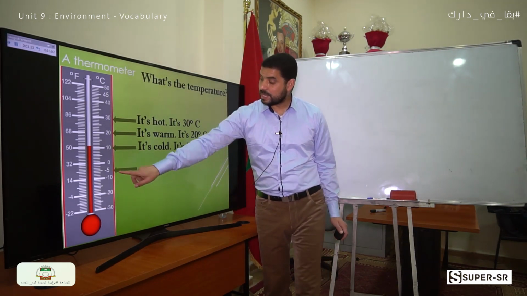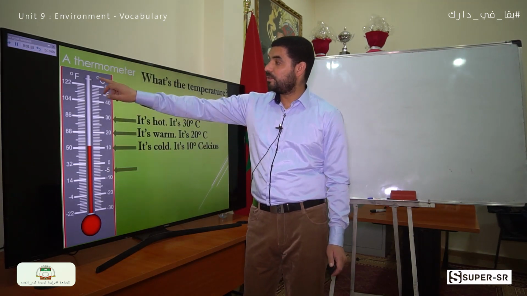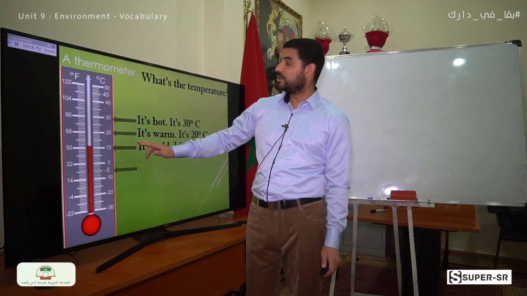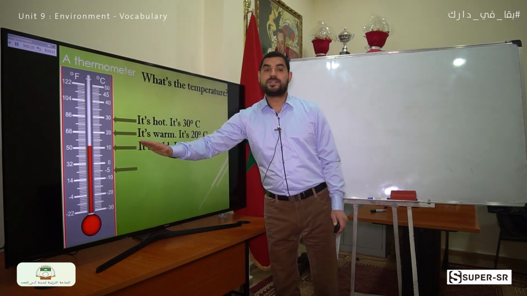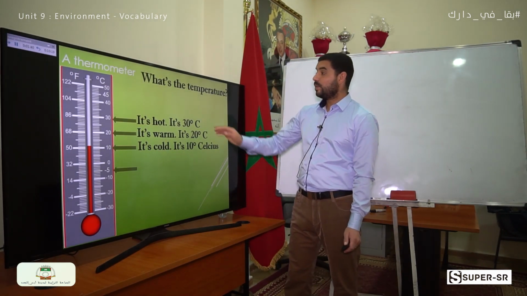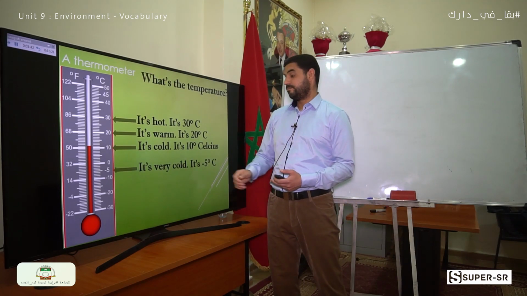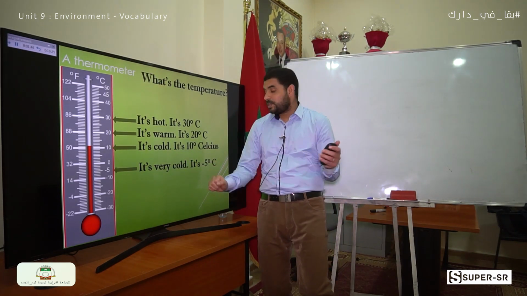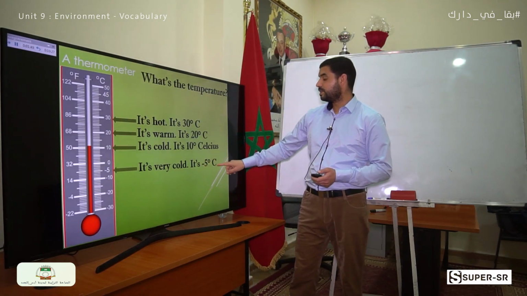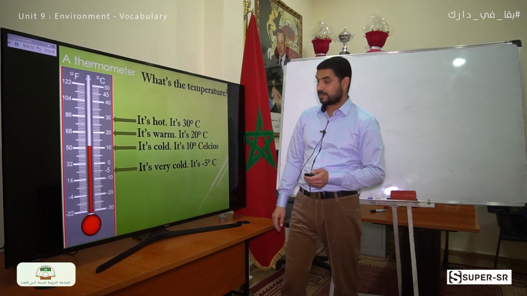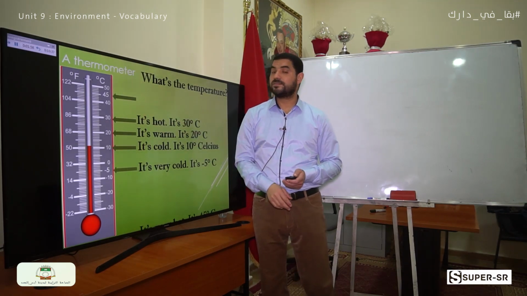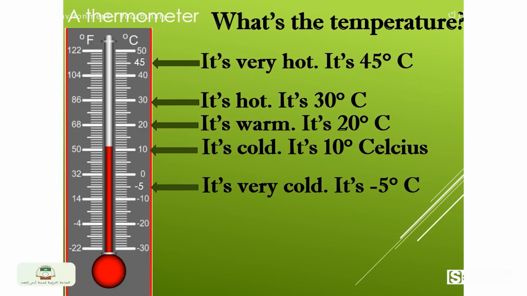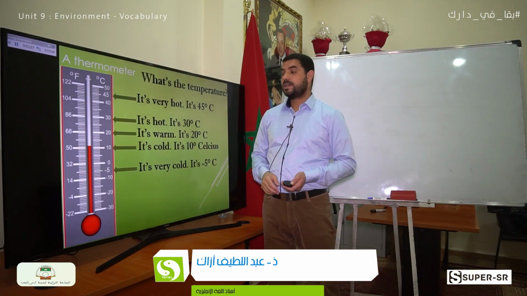Look here. We can read this number as 5 degrees Celsius below zero, which means it's under zero. So here, what's the temperature? Is it cold? Oh, it's very cold. It's freezing. It's 5 degrees Celsius below zero. Good. So here we have very cold. What about here, for example, 45? It's very hot. It's 45 degrees Celsius. Good.